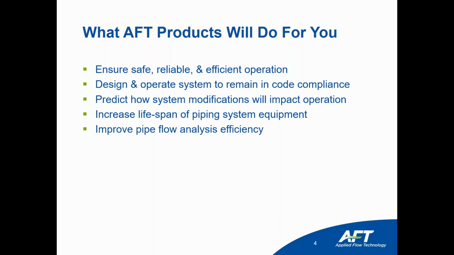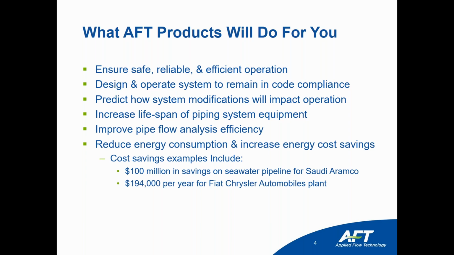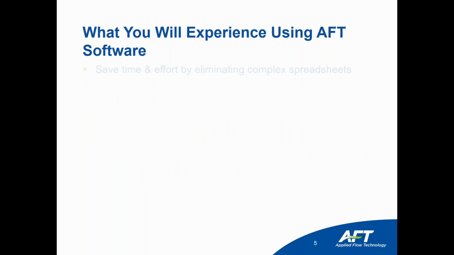You can improve your pipe flow analysis efficiency, reduce energy consumption, and increase your energy cost savings. There's a couple examples. One of our products saved $100 million on a seawater pipeline in Saudi Aramco simply by changing the wall thickness in the right configuration. And then AFT Fathom was able to save the Chrysler Automobiles plant in Michigan $194,000 a year in energy costs. And so I'm going to show an example of what that would look like later today.